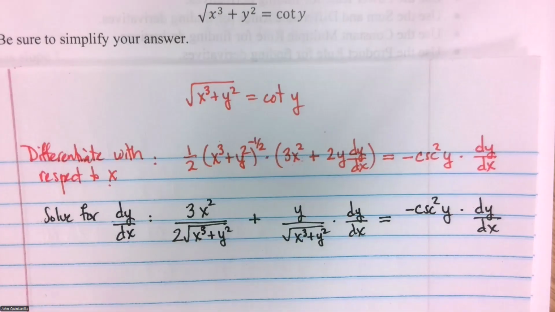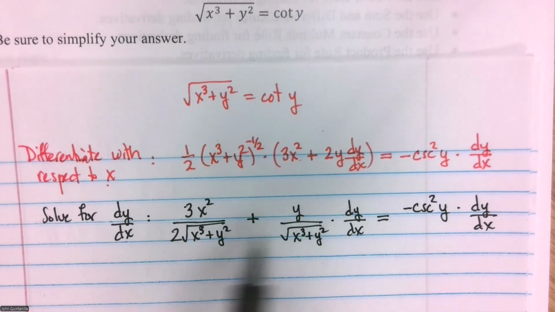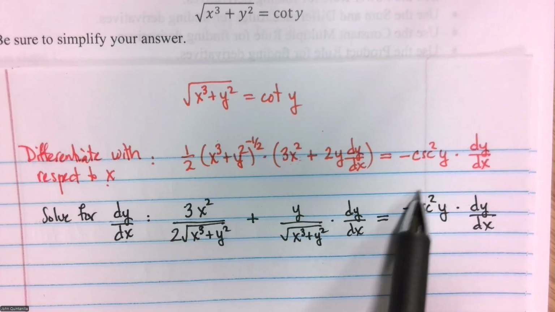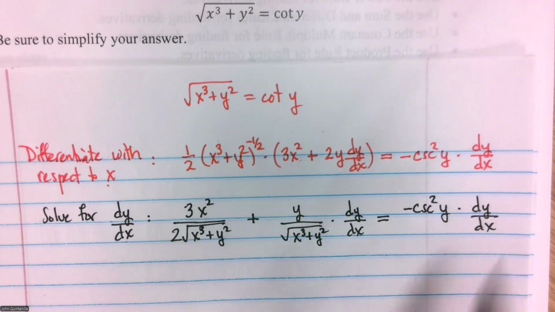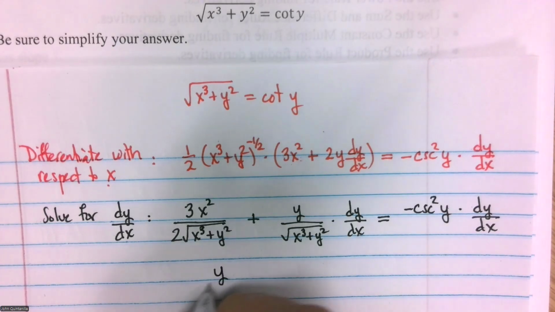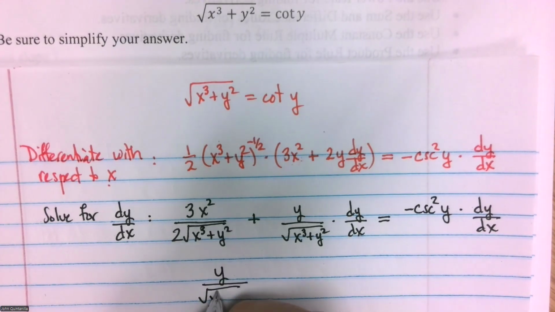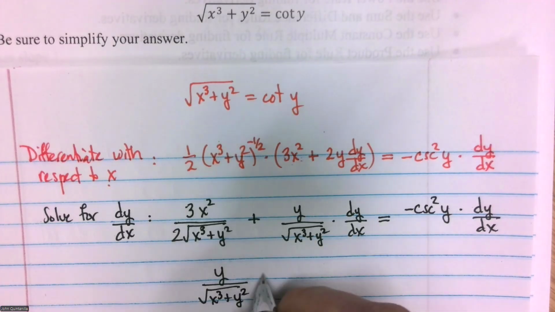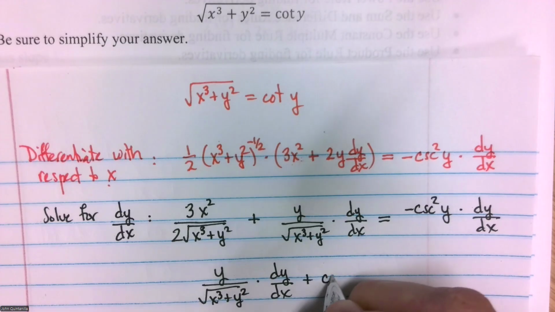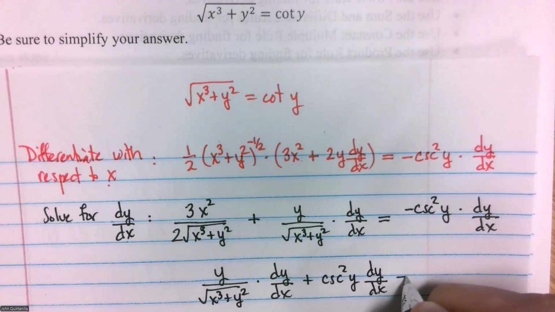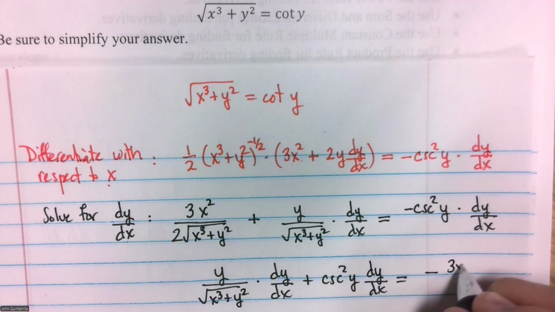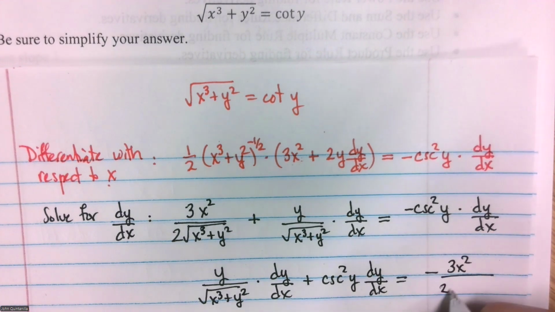Okay, and so there are two terms that have a dy/dx. There's one term that does not. So I'm going to bring the term on the right over to the left-hand side, and this term on the left over to the right-hand side. And I get y over the square root of x cubed plus y squared times dy/dx plus cosecant squared y times dy/dx is equal to negative 3x squared over 2 times the square root of x cubed plus y squared.